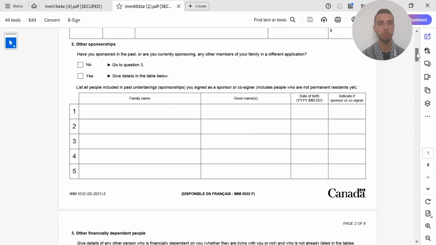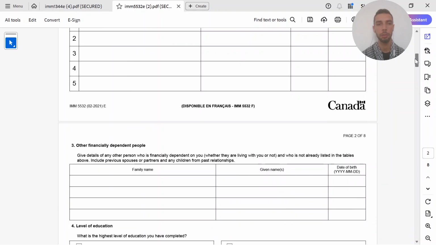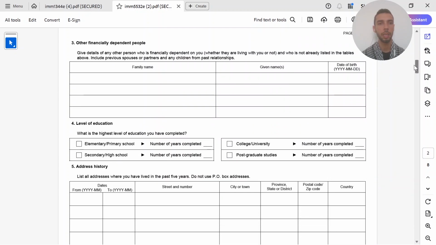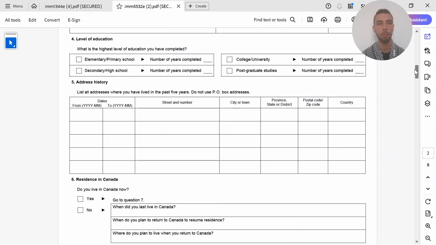And then you have to answer whether or not you have sponsored somebody else in the past. So in our case, that's a no. You go to question 3. If you answer yes, you have to fill out the information about the person you sponsored. So question 3 is if you have other people that are dependent on you financially. If not, you could just answer none or not applicable.